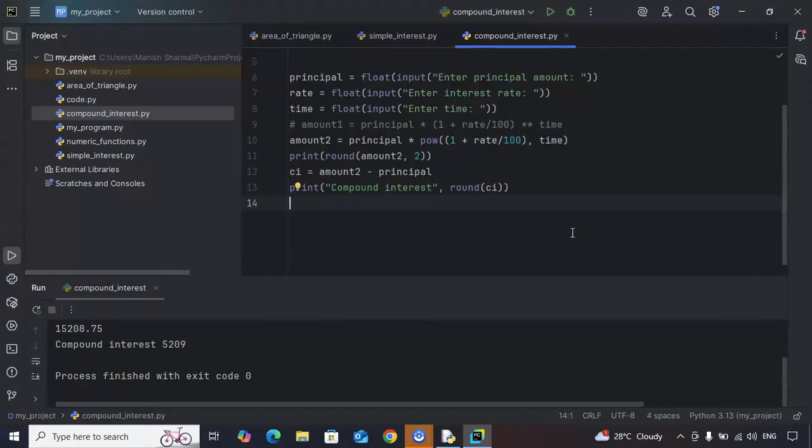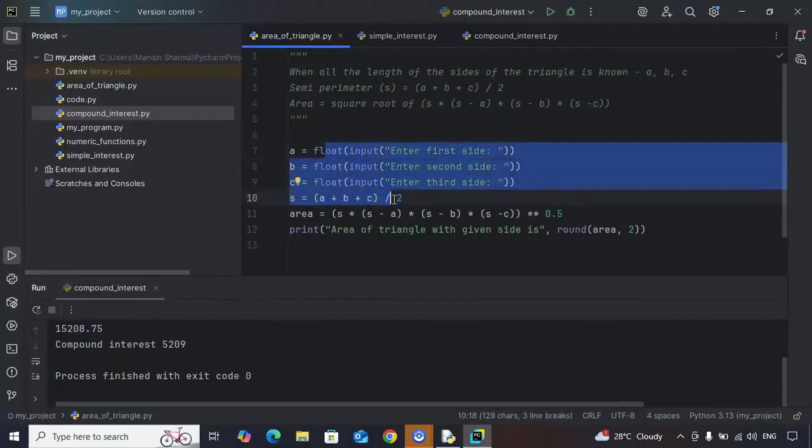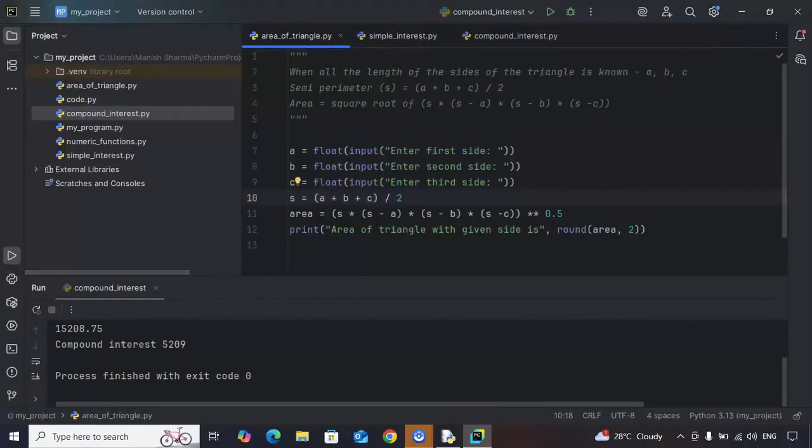Right? So this is a couple of examples that we saw. We saw area of triangle, right? When we have 3 sides to it. Then we saw simple interest and we saw compound interest. Now, this concludes the video, but I'll give you a kind of homework. Let's try it out on your own.